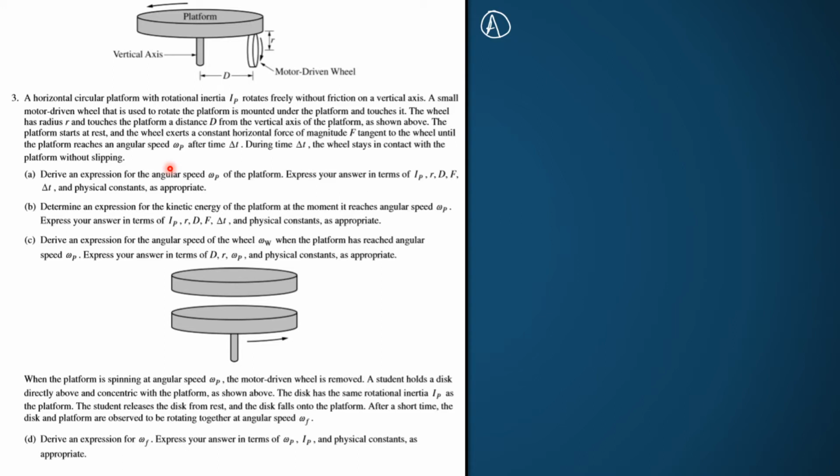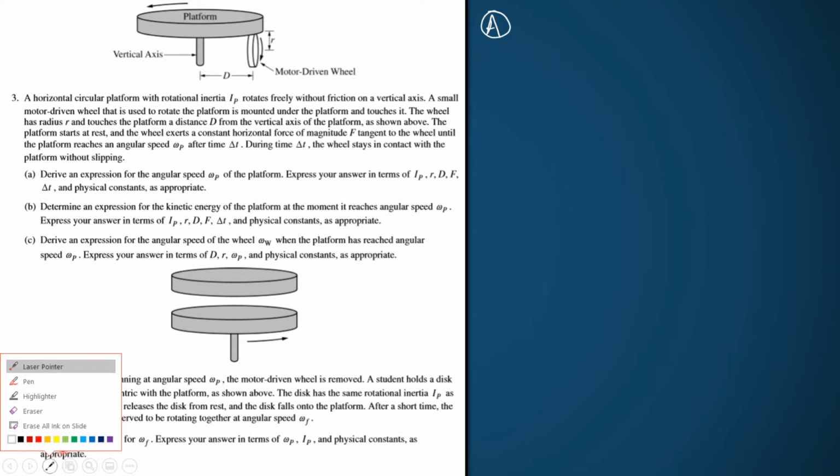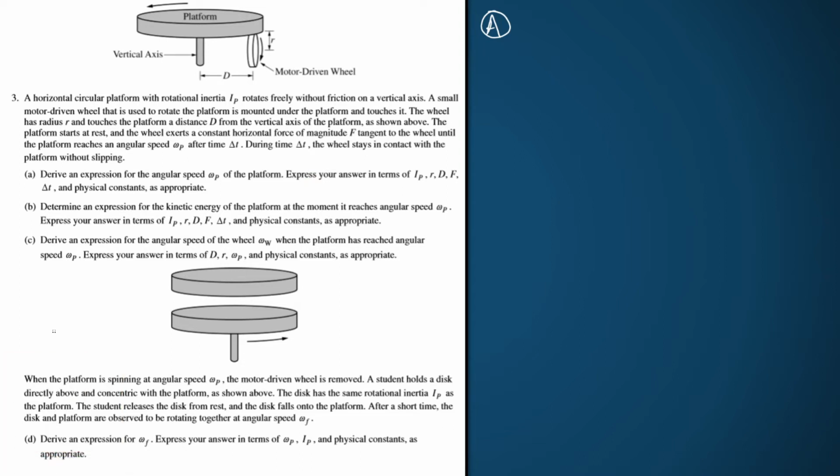I want to derive an expression for the angular speed omega p of the platform and express our answer in terms of the rotational inertia I of the platform, the radius r of the motor-driven wheel, the distance d from the motor-driven wheel to the vertical axis, the force F that we are applying, and the change in t, and physical constants. What do I need to do?